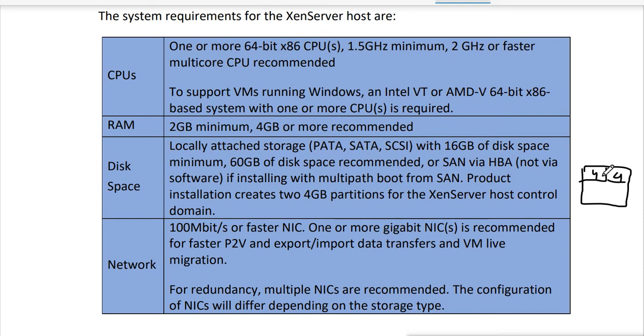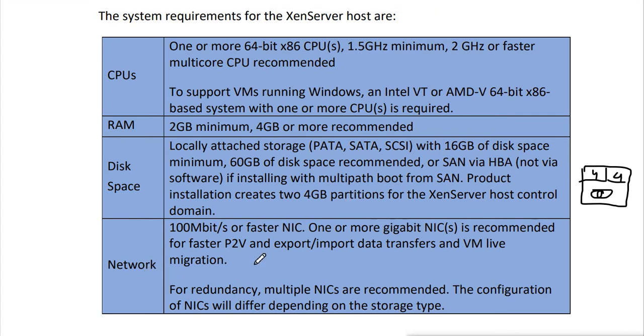In the first 4 GB partition, it keeps the XenServer hypervisor, the kernel hypervisor itself, the operating system. The other one is kept for backup. The rest of all the space will be used as the storage repository, so that it can store the virtual machine data. So whatever virtual machine data there is, it will be stored in the rest of the space.